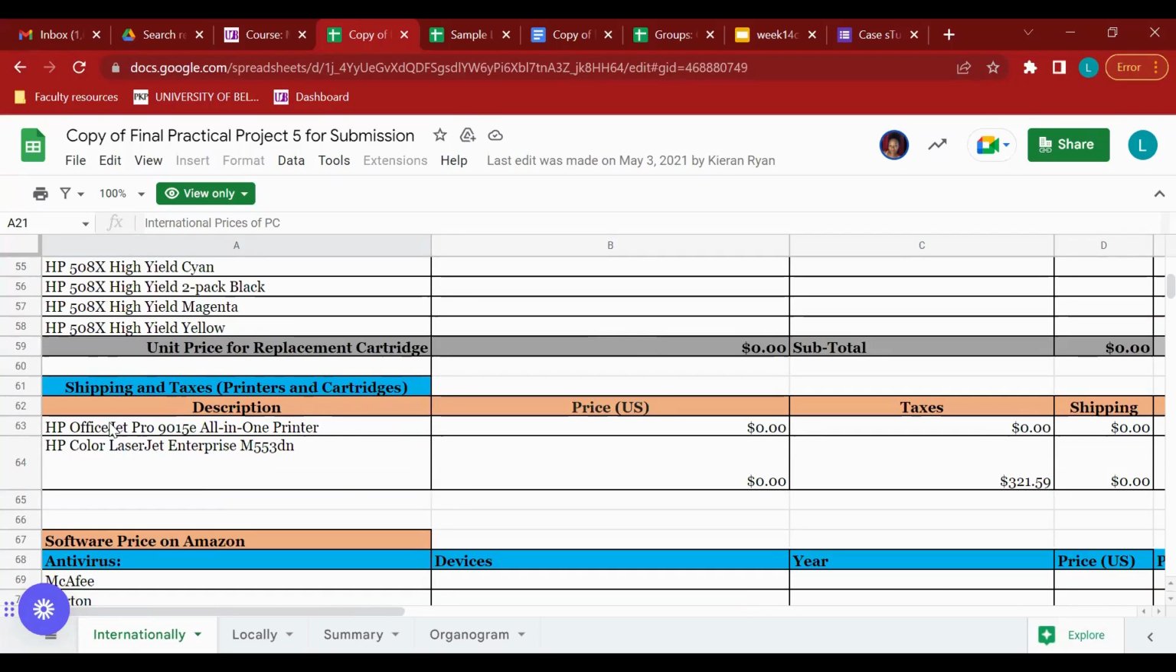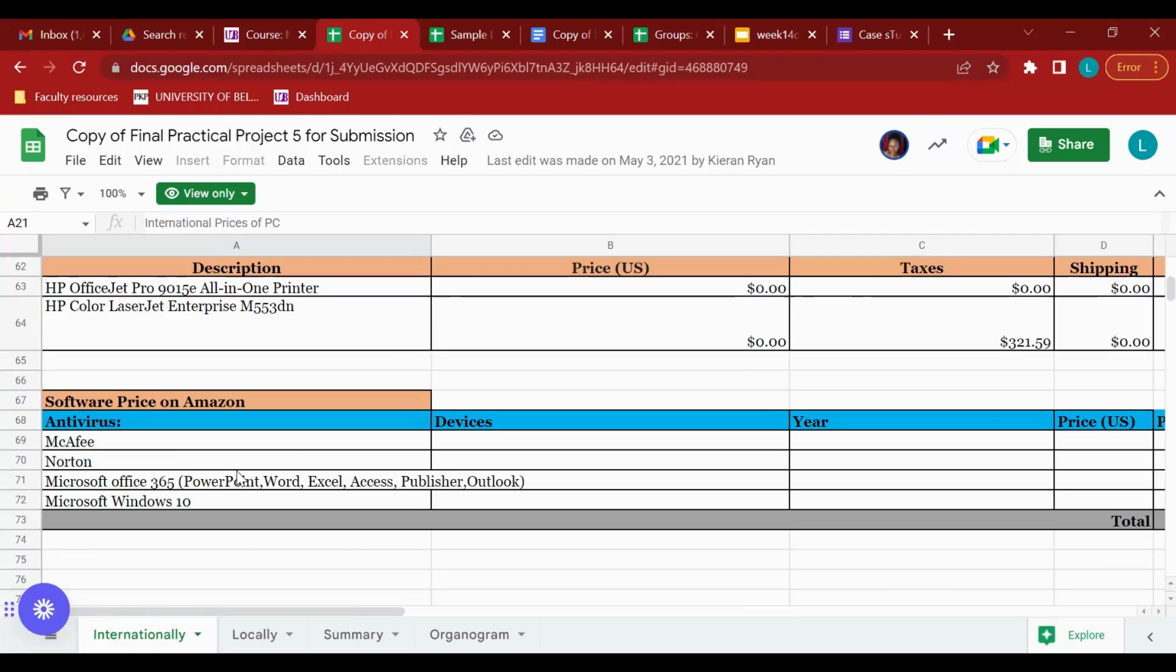Okay. You also have a table just for shipping, and then notice that the assignment didn't just say hardware, it also mentioned software. So some of the software we're considering are antivirus, and you're not limited to these here. If you make any additional purchases or considerations for purchases in your budget, then include those in that table.